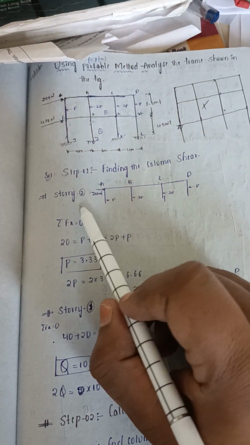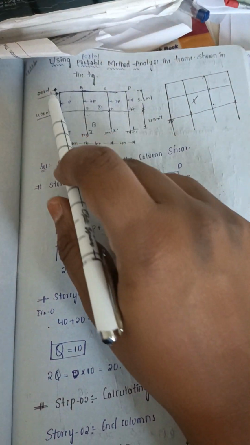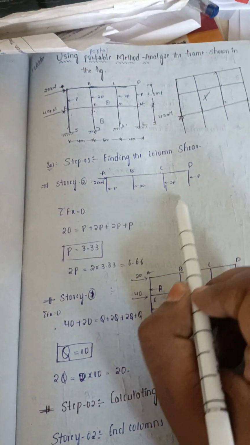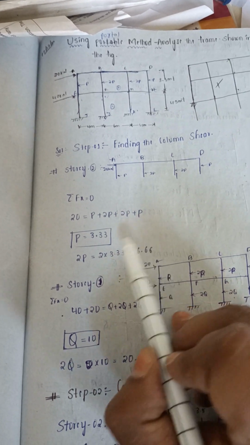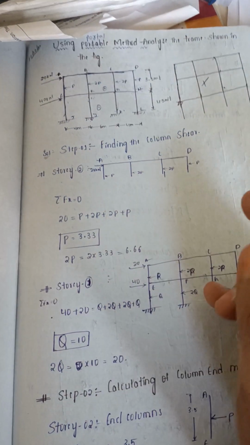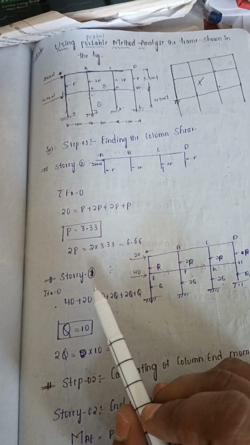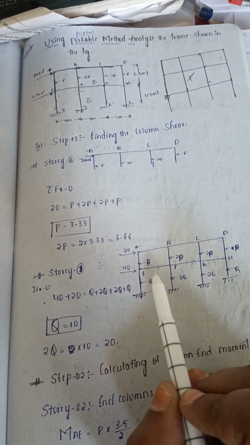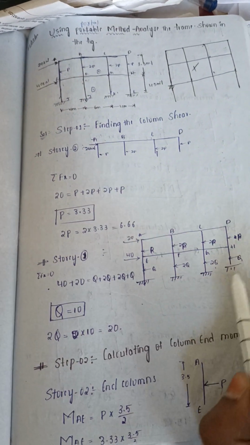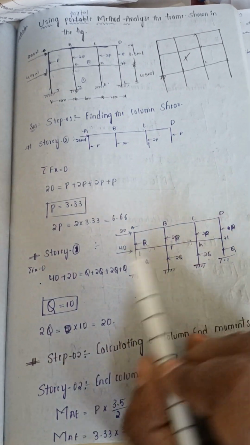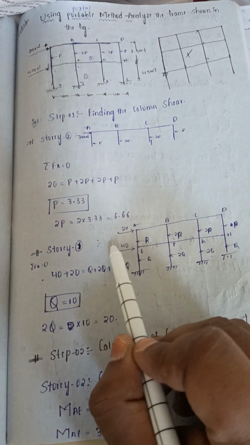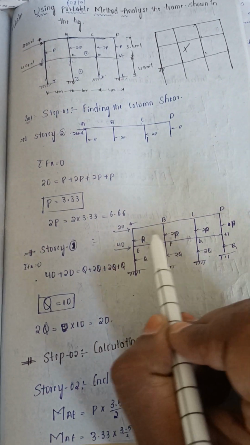For this, we have taken first the upper story 2 here. This is the upward force. We have applied sigma Fx equal to 0. So 20 equals P plus 2P plus 2P plus P. From here, we have got P equal to 3.33. Then we need to consider story 1, that means the downward portion. Here we need to apply sigma Fx equal to 0 for the downward portion only.